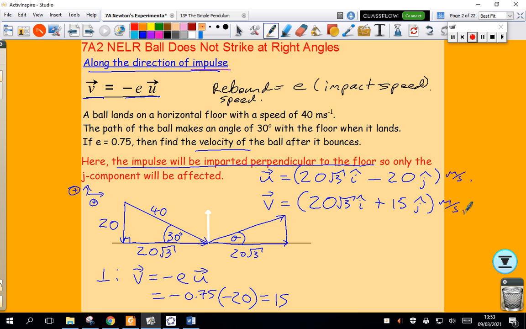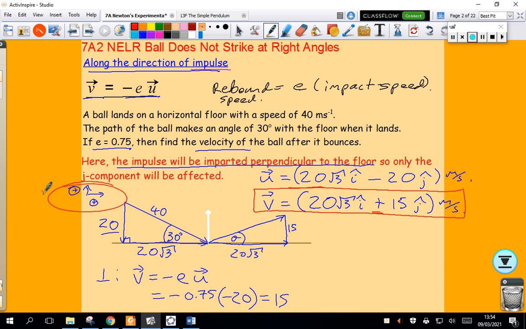So note, to find the rebound speed, it's always e times the impact speed. e was 3/4, so the rebound speed, and I'm just talking about the perpendicular component, that vertical component, the impact speed along the perpendicular was 20. The rebound speed is going to be 3/4 of that. 3/4 of 20 is 15. So my final velocity immediately after impact is 20 root 3 i hat plus, because it's turned around, and this is how I've defined my coordinate system, plus 15 j hat meters per second.